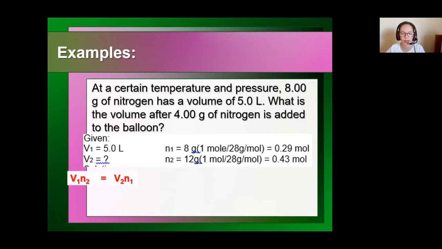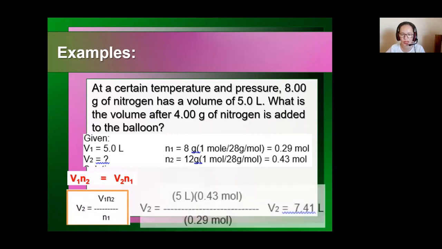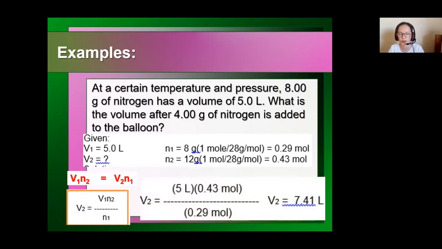So from the formula, we'll derive from the initial formula what is the final volume. So final volume is V1N2 over N1. So substitute all the values and let's see. Okay, so from 5 liters, it's now 7.41 liters. So it increases. As the number of particles of gas increase, the volume also increases. So that's Avogadro's law of volumes and moles.